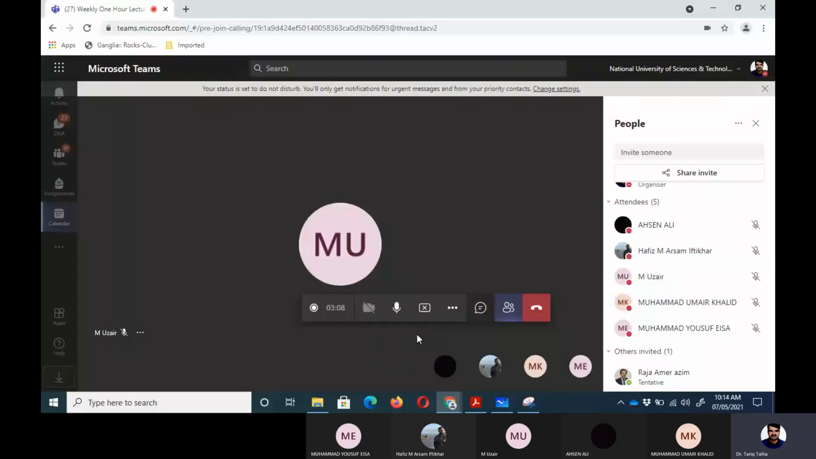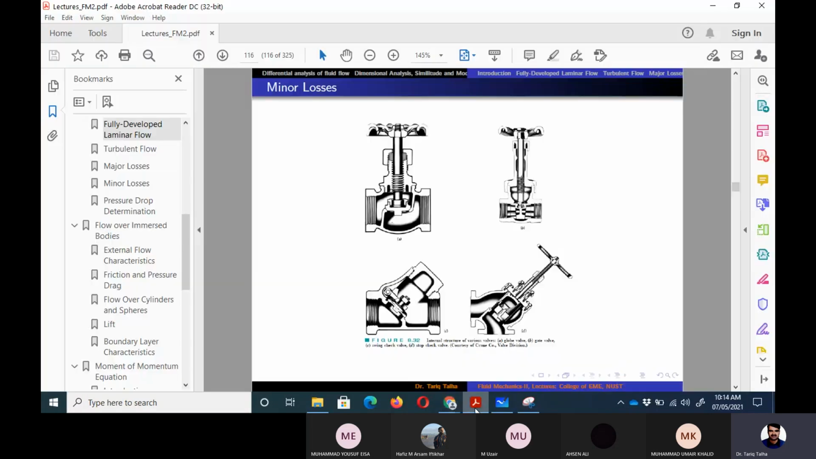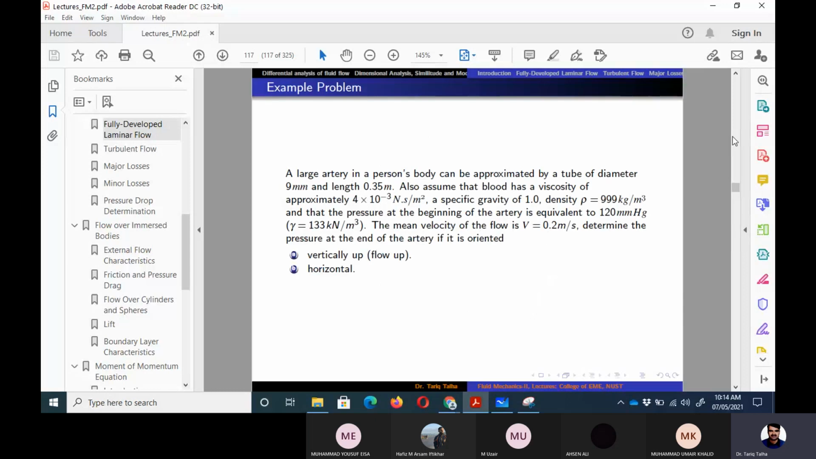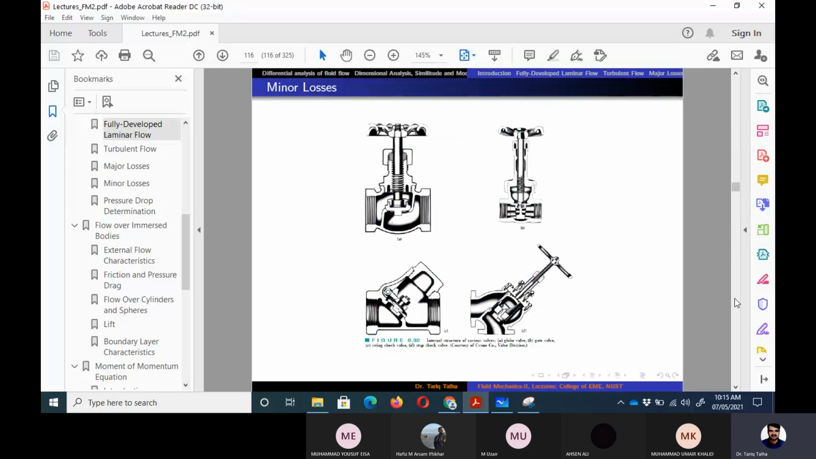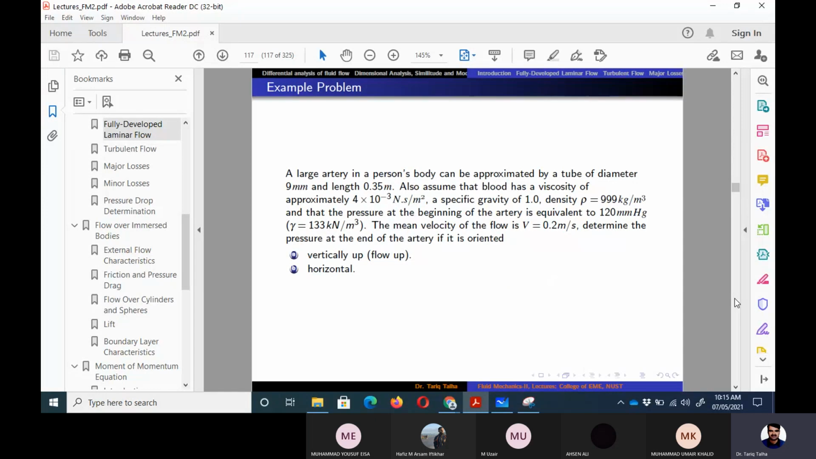to some components or some kind of flow discontinuities in the piping system. So we discussed the minor losses due to entrance, then sudden contraction, sudden expansion, then flow through a pipe into a reservoir, and then the losses in different types of valves, then bends, T joint, and similar components. And then in the last portion of the class, we did two numericals.